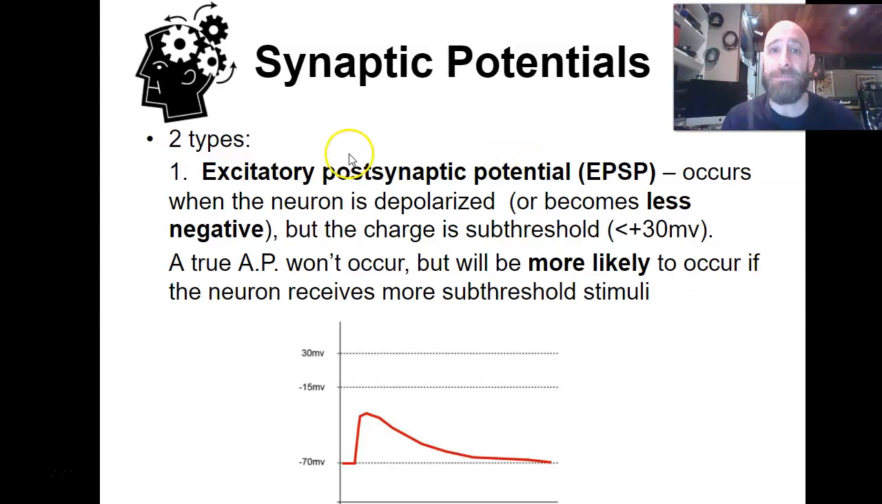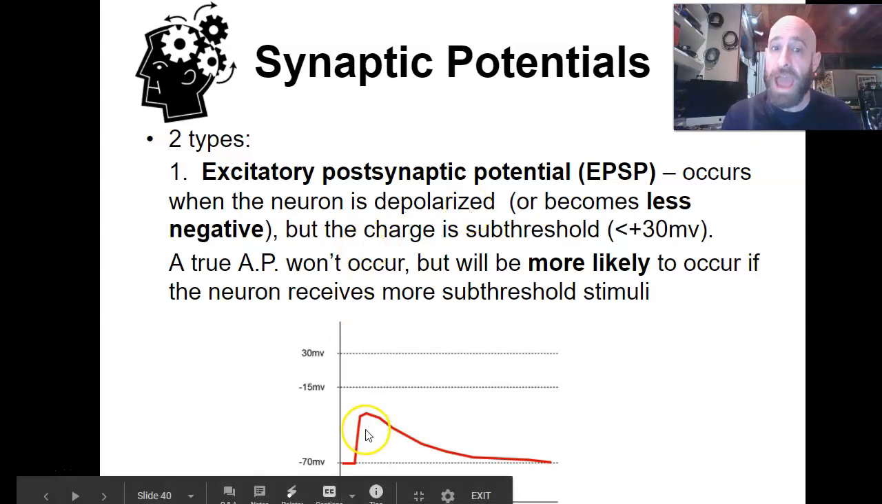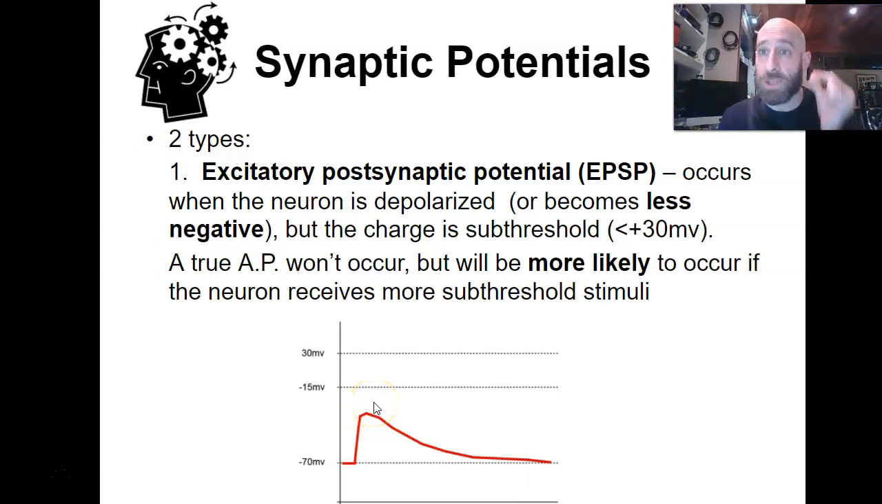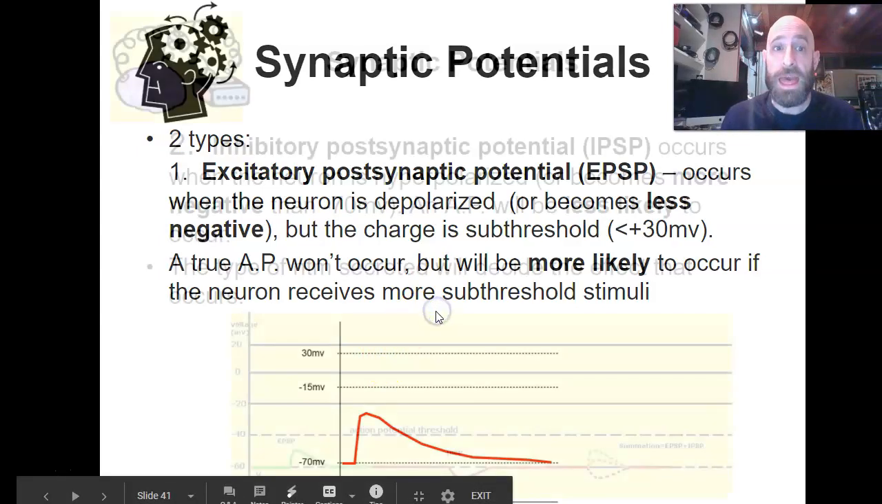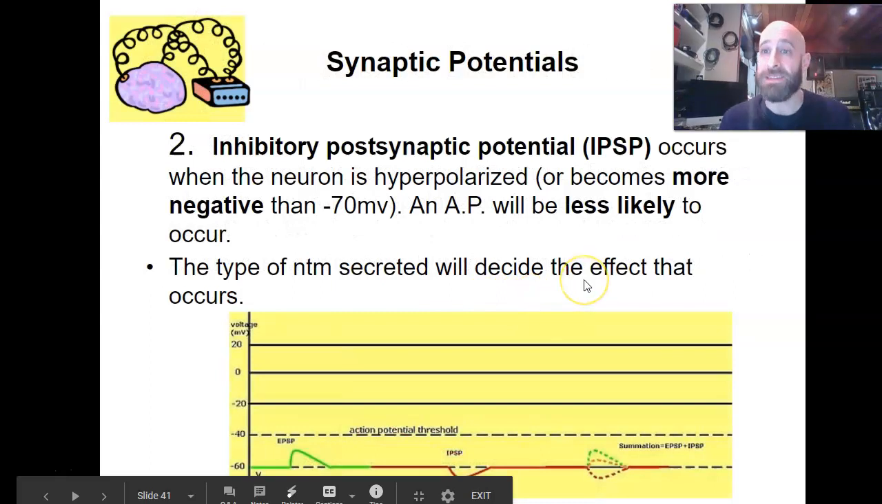So what is the EPSP? That occurs when a neuron is more depolarized or becomes less negative. It doesn't hit that negative 55, but it becomes less negative. So that would be an EPSP. So you don't have your action potential yet. It doesn't get to negative 55, but it gets closer to that level, and then it's able to have an action potential easier. An IPSP, on the other hand, does the opposite.